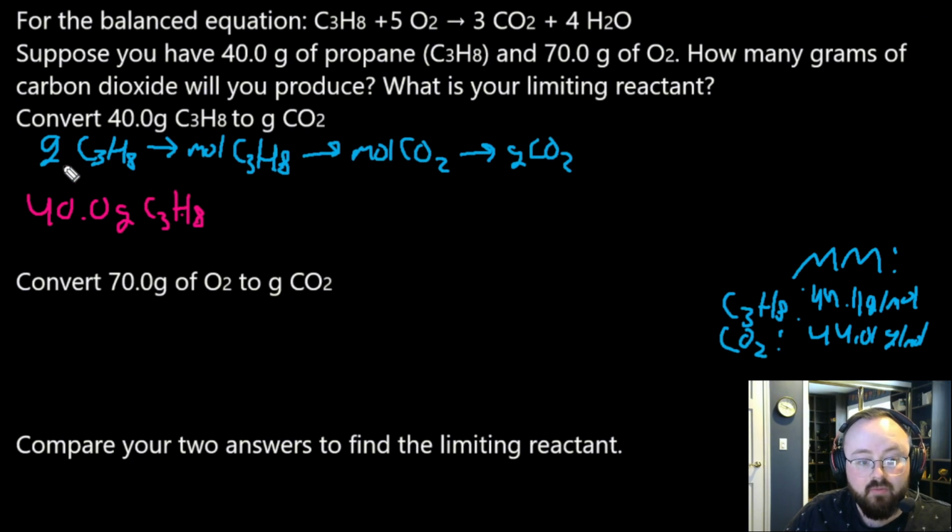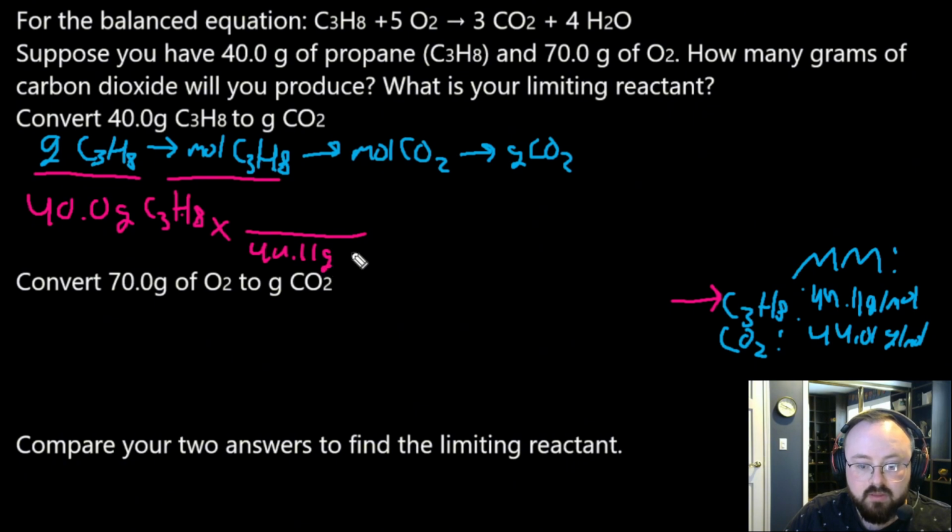Our first step that we're going to be doing is grams of C3H8 to moles of C3H8. And whenever we're doing something like this, from grams to moles, that's when we need to use the molar mass, which is right here. So we're going to set this up. We have 44.11 grams of C3H8 per 1 mole of C3H8. And we can start to cancel out our units, grams of C3H8. That cancels out. So we have now done our first step.